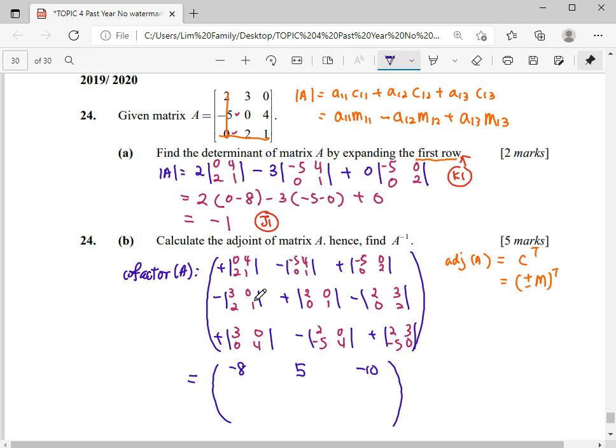Here, 3. In front here got negative, so negative 3. Then for this, 2, so positive. Then for this, 4. 4 minus 0. So 4 got in front here got negative, become negative 4. Here, 3 times 4, 12. 12 minus 0 is 12. And then this one, 8 minus 0. So negative 8. And then this one is 0 minus negative 15 become positive 15. So this is our cofactor.